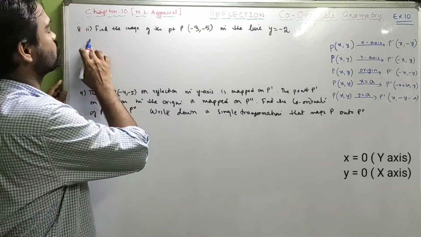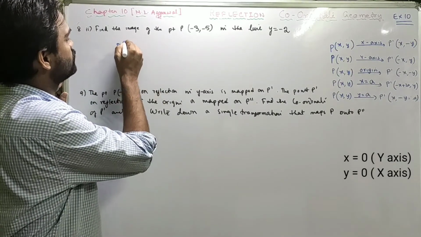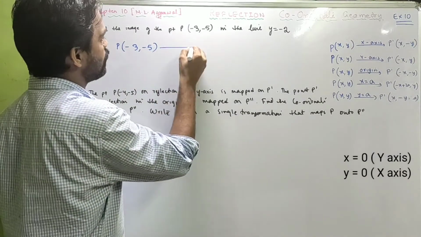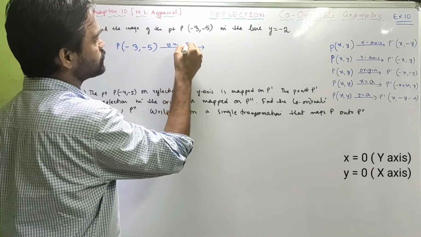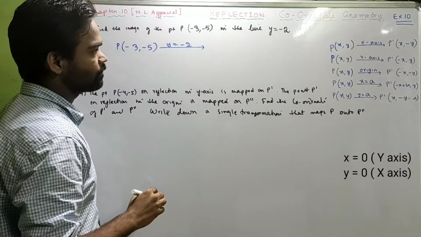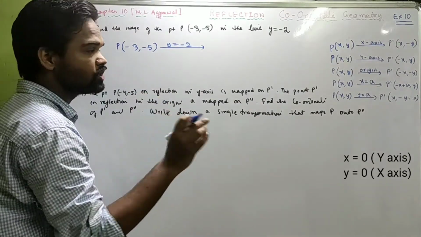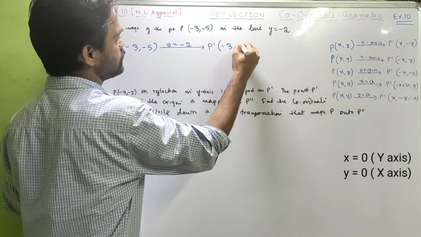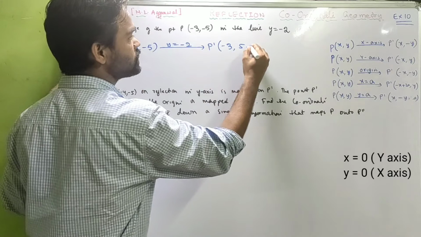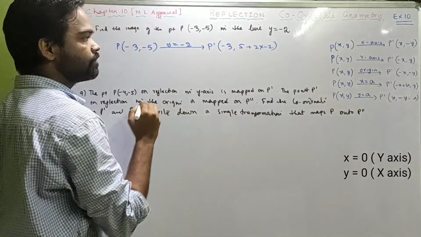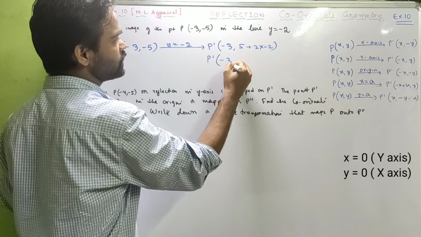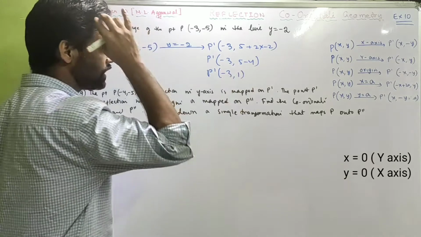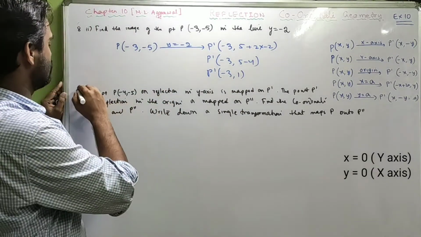Now look at 8 part 2. Find the image of the point P (-3, -5) when reflected in the line y equals -2. y equals a, which means the sign of the y coordinate changes plus twice of a. So P dash becomes -3, the sign of the y coordinate changes plus twice of a. So P dash is (-3, 5 - 4). So P dash will be (-3, 1). Done. Isn't it?